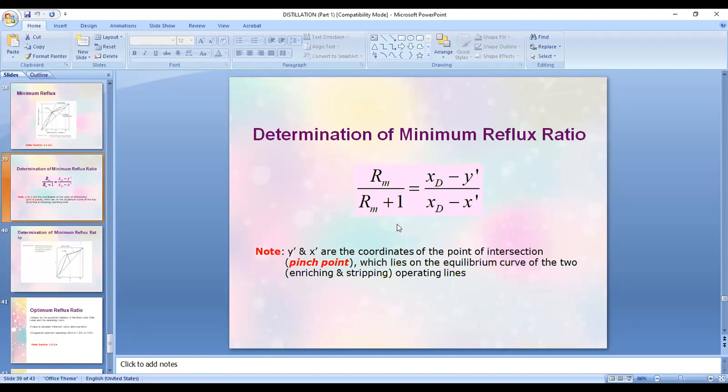Analytically, it's based on the mole fraction of the distillate and the coordinates of the pinch point. The pinch point is the point on the equilibrium curve where your Q line, or your feed line, intersects. That's your pinch point. So whatever the coordinate is, that would give you the minimum reflux ratio using this particular formula. Okay, minimum reflux ratio.